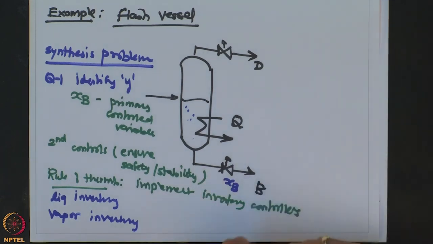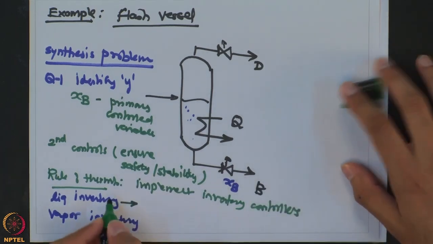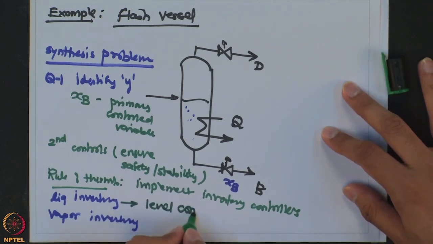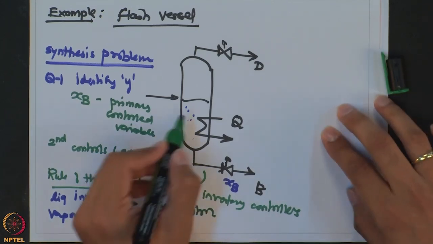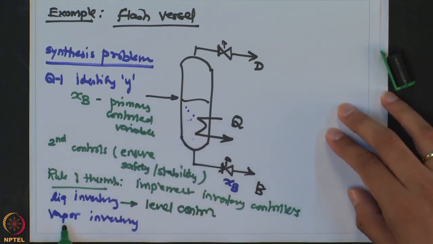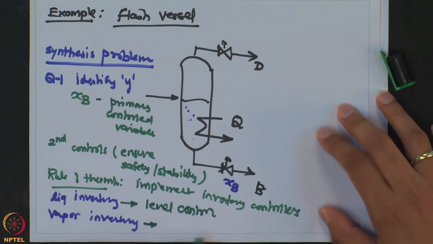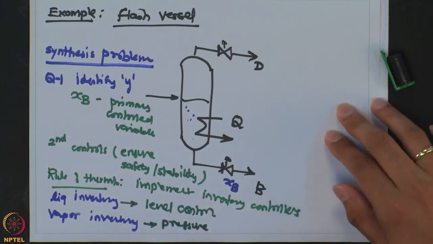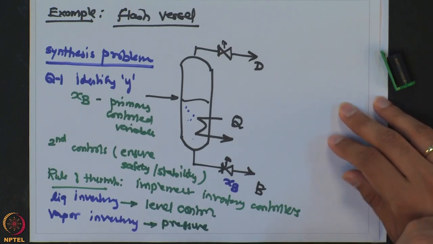So when you talk about liquid inventory, it means how much liquid is present, and it will result in level control. So level has to be controlled in this vessel. When we talk about vapor inventory, we talk about the pressure. So we have added two more controlled variables, one is level and one is pressure.